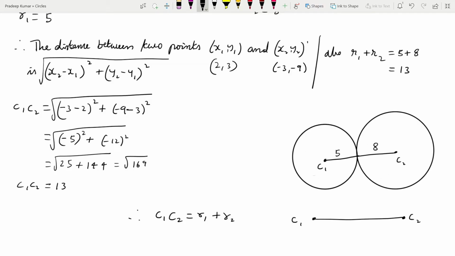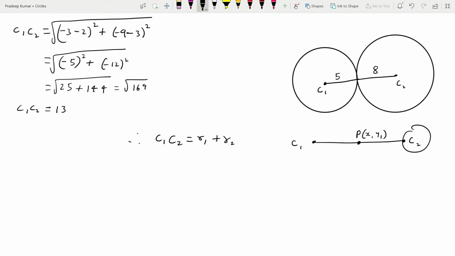So this line C1C2, this is center C1 and this is center C2, and the point which is meeting over here, let's say that is point P, which is (x1, y1). This point we also have to find out, that is nothing but the point where both circles meet. So let's find that out also. Let's write in a sentence that these two circles were touching externally and the point of contact is there.